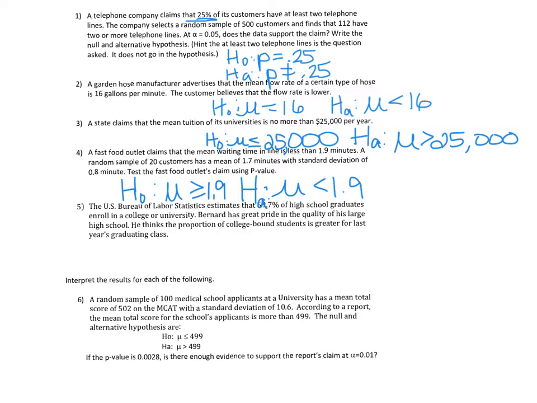Okay, last one of these. The U.S. Bureau of Labor Statistics estimates that 69.7% of high school graduates enroll in a college. So that would be P equals, move your decimal, so it's 0.697. Enroll in a college or university. Bernard has great pride in the quality of his large high school. He thinks the proportion of college-bound students is greater for last year's class. So he's saying that P is greater than 0.697, which means HA is greater than.